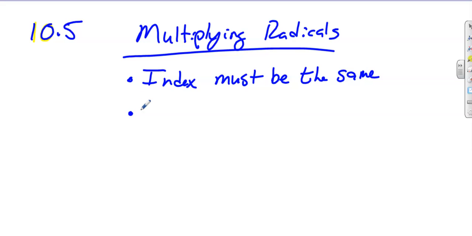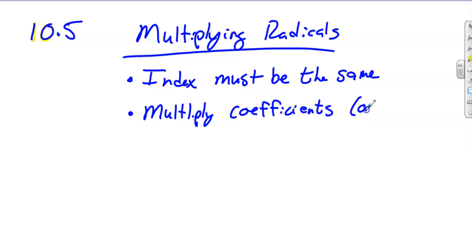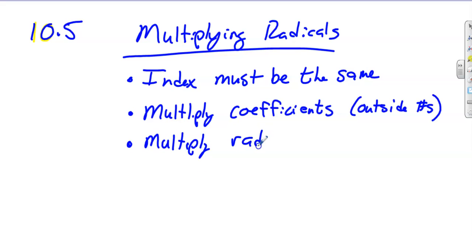And once you do these, you're going to multiply the coefficients on the outside. Then you're going to multiply your radicands, which is your inside numbers. And then, if you're able to at the end, then you go back and simplify.